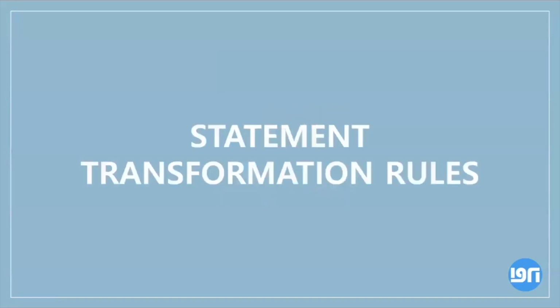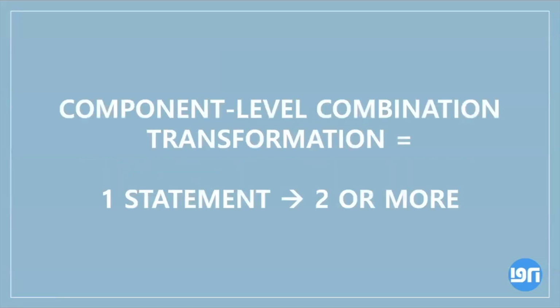The final aspect of IG Logical that we'll review here are statement transformation rules. Using IG Logical, we can study instances where the form of an institutional statement is changed, while its underlying meaning stays the same. There are three kinds of transformations. Component-level combination transformation involves breaking down an institutional statement with multiple linked components into two or more institutional statements, thereby making the linkages between components more explicit.